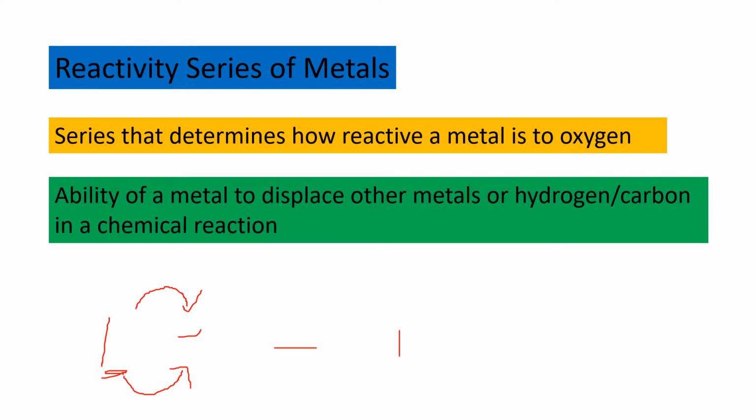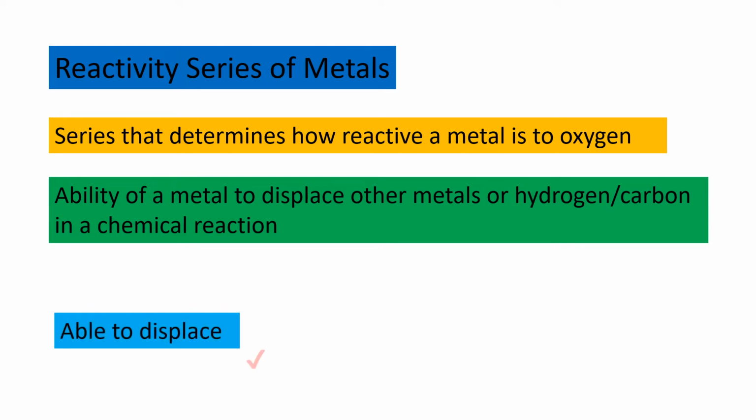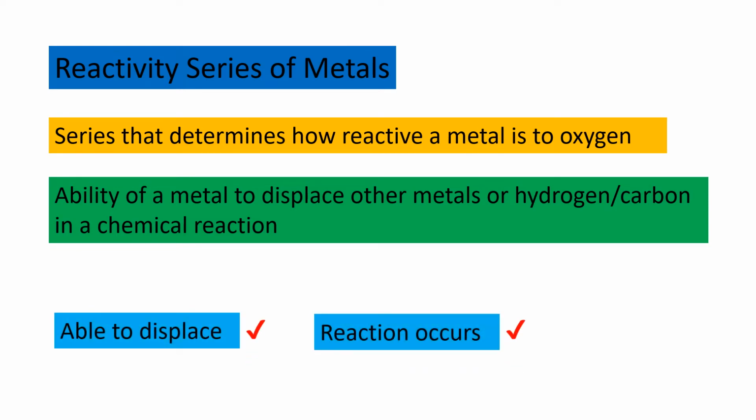So the series determines which metal can displace the other metal or hydrogen or carbon in a reaction. If it's able to displace, a reaction occurs. For example, going back to potassium and hydrochloric acid, if potassium is strong enough to displace the hydrogen, then a reaction occurs. Potassium chloride is formed, and hydrogen is released.